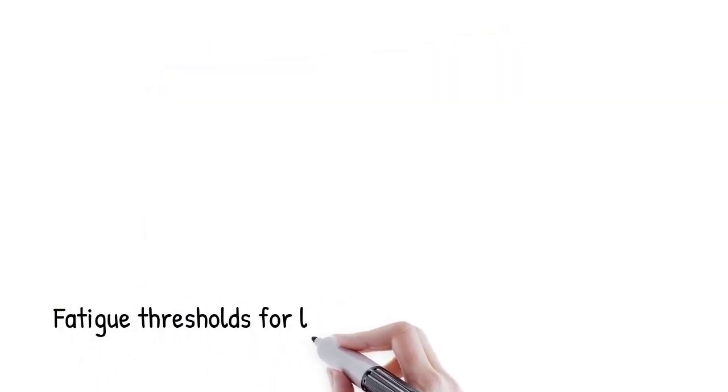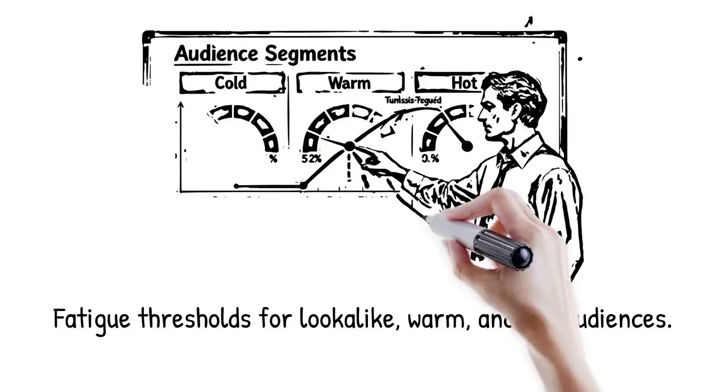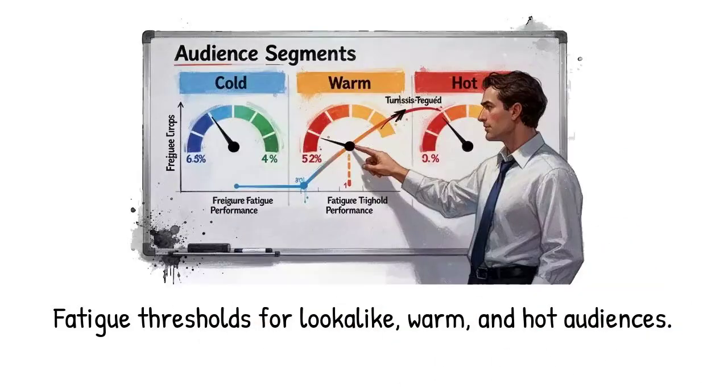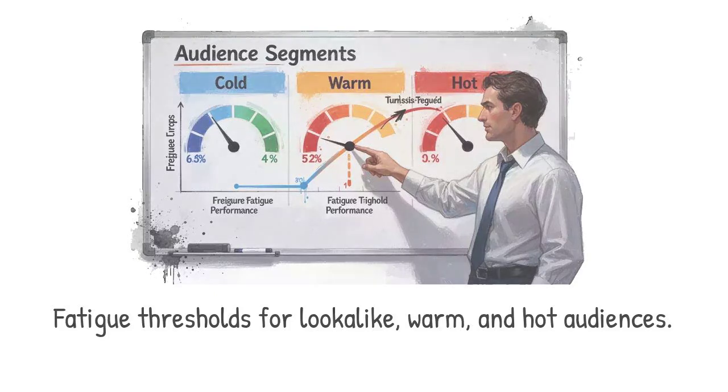2. The frequency threshold. Know when fatigue begins. Here's the frequency range where fatigue typically starts. Lookalike audiences, cold: fatigue begins at 2.5 to 3.5 frequency. Warm audiences, retargeting: fatigue begins at 5 to 7 frequency. Hot audiences, BOFU: fatigue begins at 7 to 10 frequency. Once you cross these thresholds, performance declines fast.